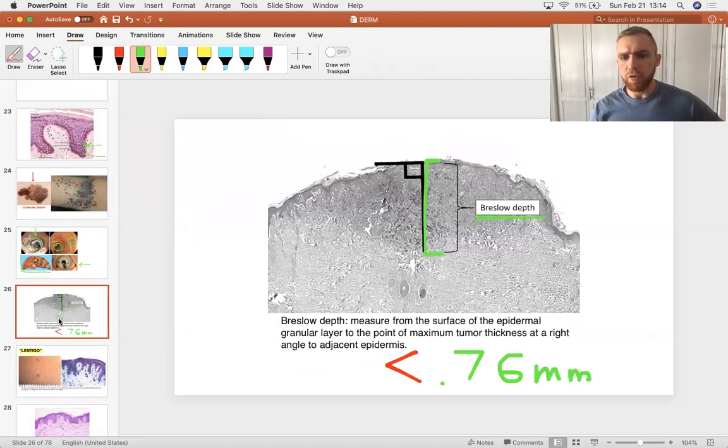Here's a photo of the Breslow depth. And the Breslow depth is going to be the most important prognostic factor in predicting a metastasis of a melanoma. So what we do is we punch biopsy the tumor and we measure its depth top to bottom. That's how easy it is.